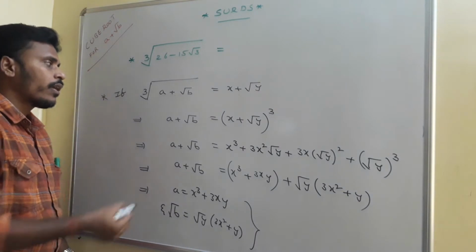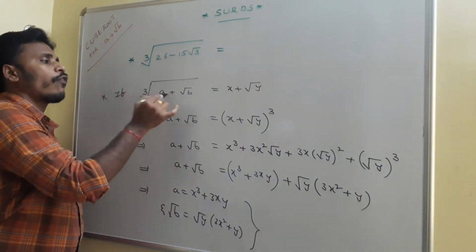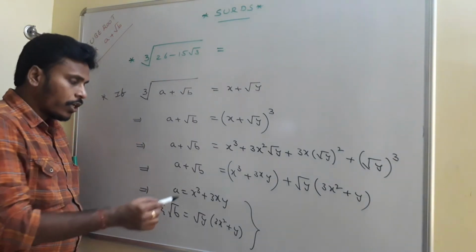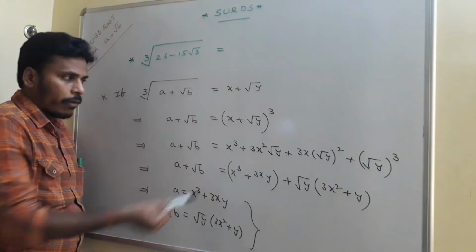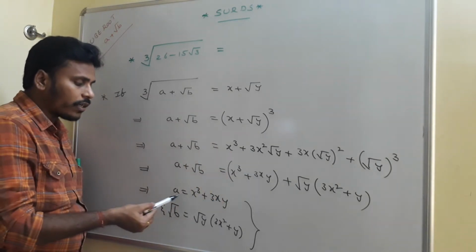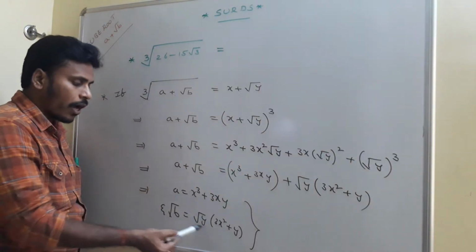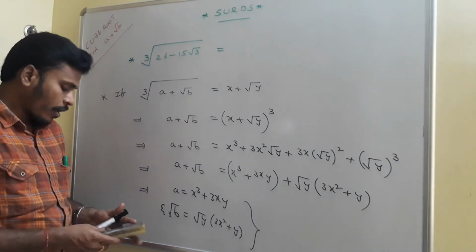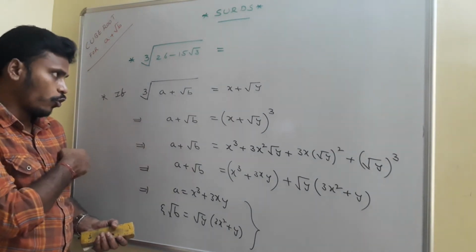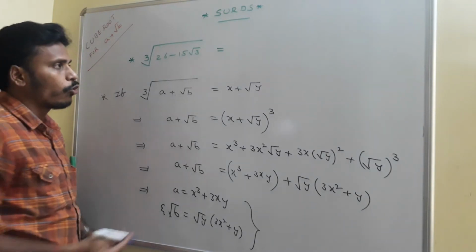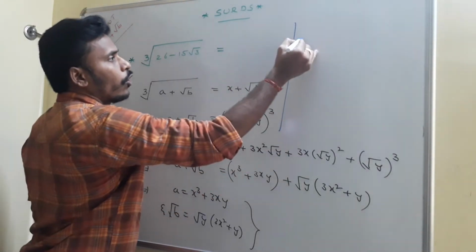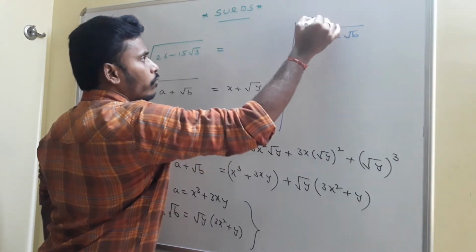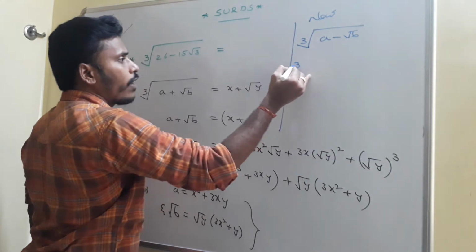Just think why. This is the given thing. If cube root of a plus root b is equal to x plus root y, if you cube on both sides, by applying the a plus b whole cube formula, like alpha plus beta whole cube, we have that a is equal to x cube plus 3xy and root b is equal to root y of 3x square plus y. What I am going to conclude is, after having this a and root b, now think about cube root of a minus root b.